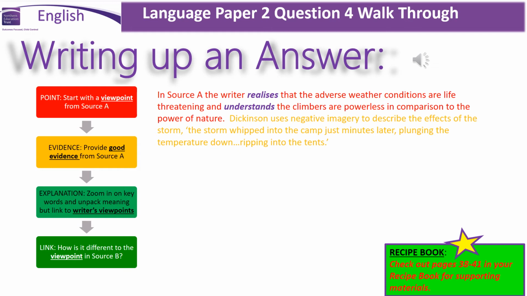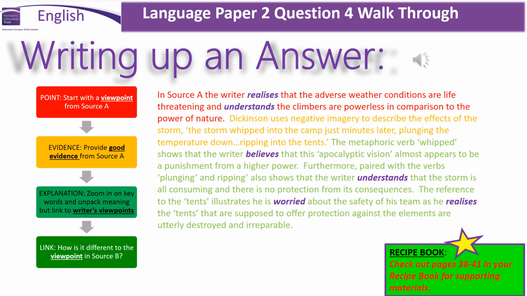You don't want to choose a quotation that you can only say one thing about, because a rubbish quotation equals a rubbish paragraph. So Dickinson uses negative imagery to describe the effects of the storm, so straight away I'm referring to a method there, a language feature, negative imagery. And then I've included the quotation. The storm whipped into the camp just minutes later, plunging the temperature down, ripping into the tents. And notice how I've utilised the ellipsis. There is part of that quotation that I've got no intention of unpacking. So instead of wasting time writing it out, I'm replacing it with my ellipsis.